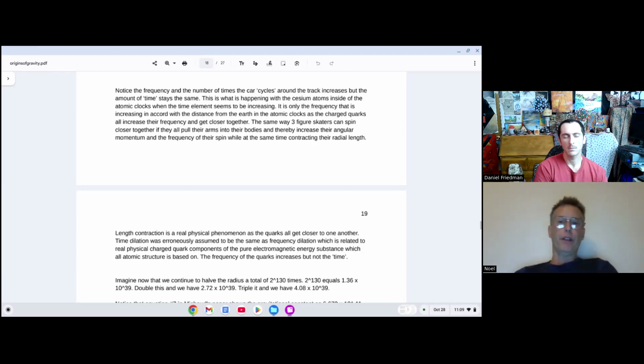This is the same way the three figure skaters can spin closer together if they pull their arms into their bodies and thereby increase their angular momentum and the frequency of their spin, while at the same time contracting their radial length. Length contraction is a real physical phenomenon as the quarks all get closer to one another. Time dilation was erroneously assumed to be the same as frequency dilation, which is related solely to the real physical charged quark components of the pure electromagnetic energy substance, which all atomic structure is based on. The frequency of the quarks increases, but not the time.